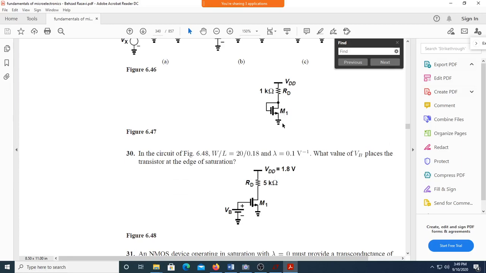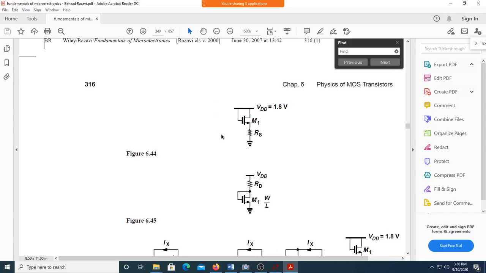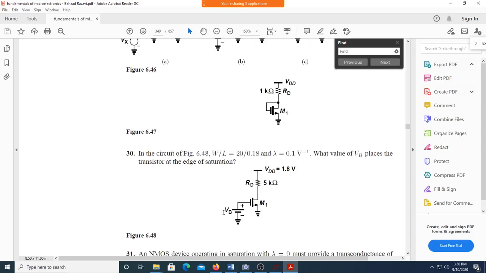Did all of you write all three figures? 6.44, 6.45 and 6.47. I'm looking at the solution for 6.47 because you have numerical values.